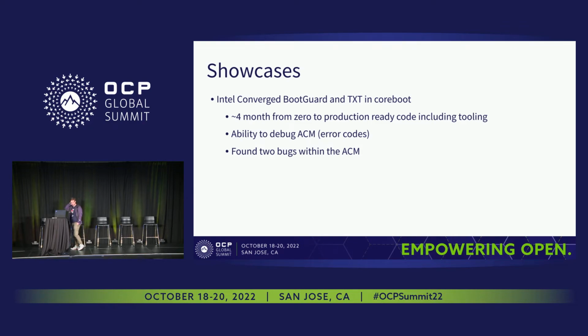And the last thing that I brought is the Intel CBNT. I talked about that extensively with Johnny last year. I had a small presentation on how we enabled Intel CBNT on OCP Delta Lake. But basically it boils down to that we got from 0 to production-ready code within 4 months. And we wrote all the tooling ourselves to provision and test the platforms, to check if everything is provisioned correctly. We found a couple of bugs in the ACM that we filed through IPS to Intel, which later got fixed.